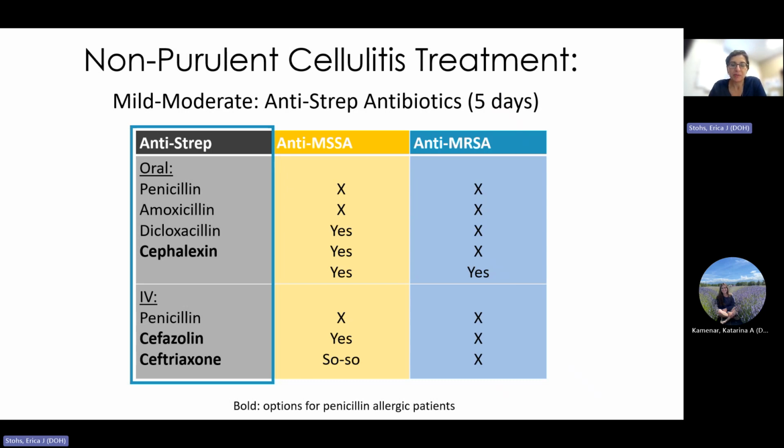I just put in some examples here of some that still cover MSSA, or methicillin-sensitive Staph aureus, such as cefazolin or first generation cephalosporins like cephalexin. And then for our anti-MRSA, you can kind of ignore the last box here. It doesn't have an antibiotic listed, but if you're worried about MRSA, then we need to use our anti-MRSA drugs that I listed earlier.